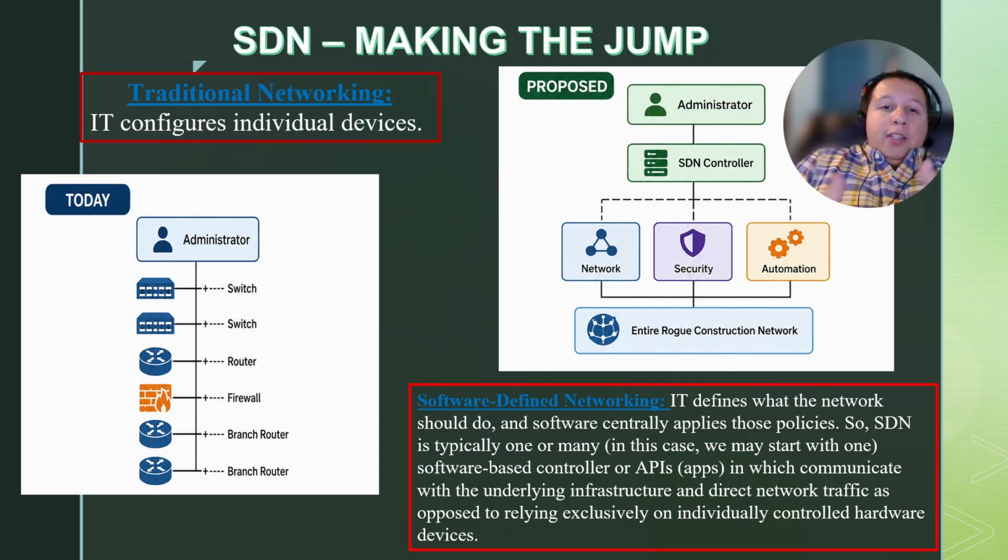So what is software-defined networking? Well, IT defines what the network should do, right? And software centrally applies those policies, and we'll go over policies later on. So SDN is typically one or many. In this case, we may start with one software-based controller or APIs, which are application programming interfaces or apps, which communicate with the underlying infrastructure and direct network traffic, as opposed to relying exclusively on individually controlled hardware devices. So this is going to be a software device.